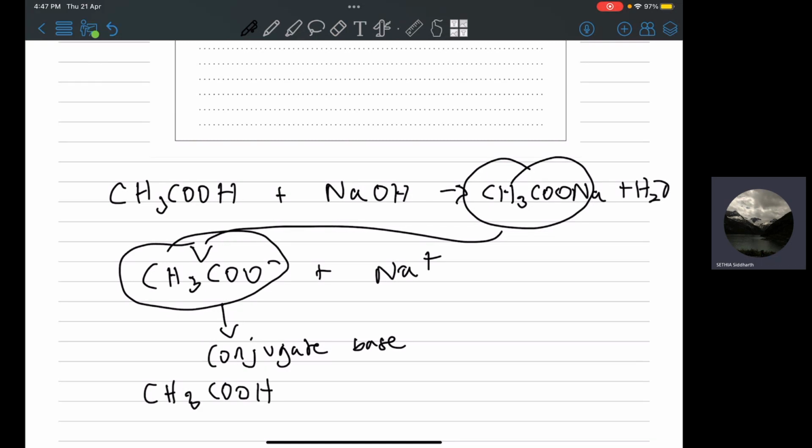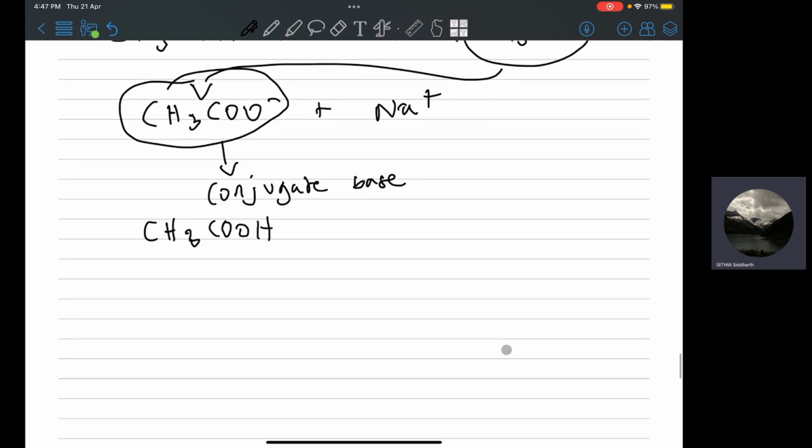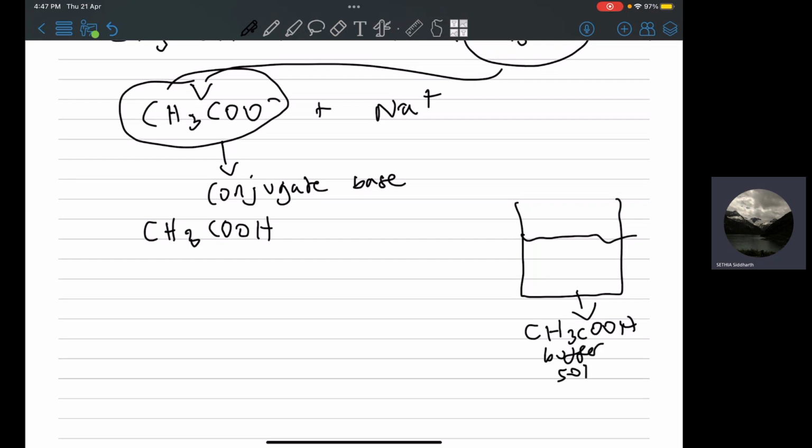Now, how does the conjugate base and the weak acid prevent change in pH? I want you to imagine that we have a solution. This is a buffer solution. This is a CH3COOH buffer solution. Inside this buffer solution, we have two types of molecules. We have the conjugate base of CH3COOH, which is CH3COO minus, and we have the acid itself. So these are the two things that we have inside the buffer solution.